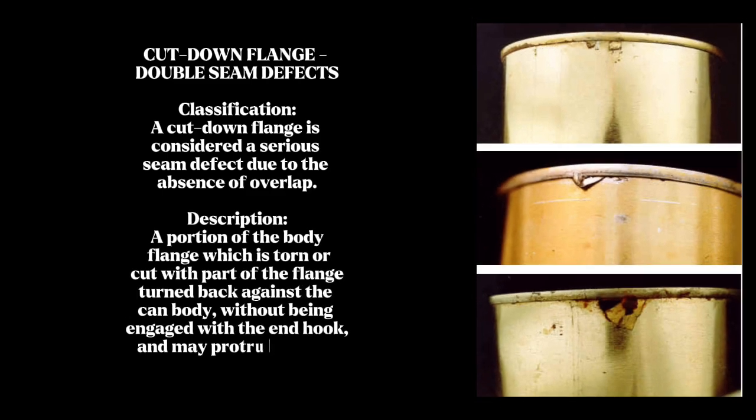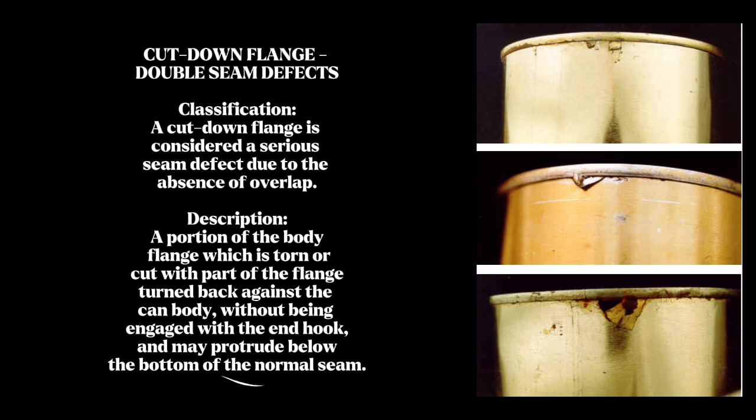Next is cut down flange, a double seam defect. It is a serious defect in the seam of a can, primarily due to the absence of proper overlap between the body flange and the can end. This defect occurs when a portion of the body flange is torn or cut, with part of the flange being torn back against the can body but not properly engaged with the end hook.